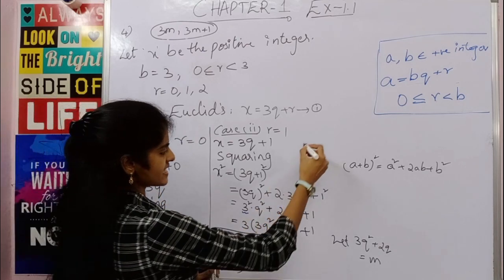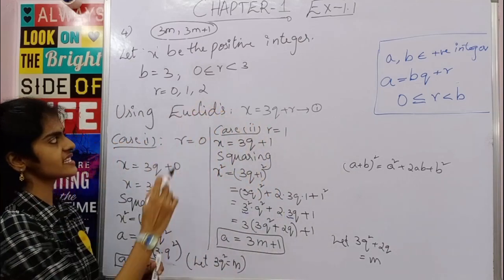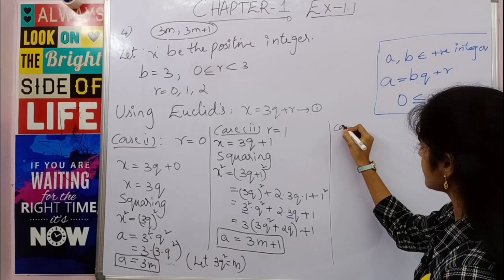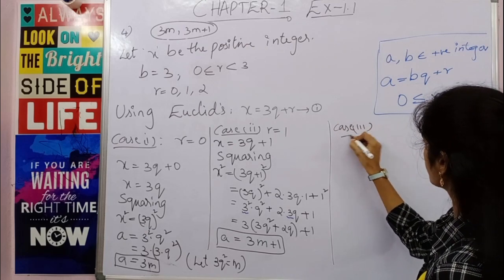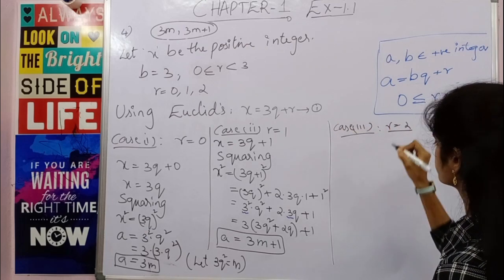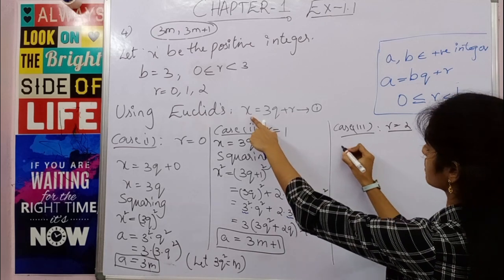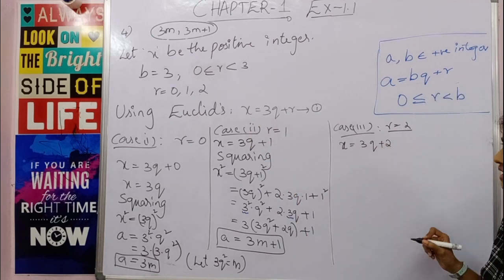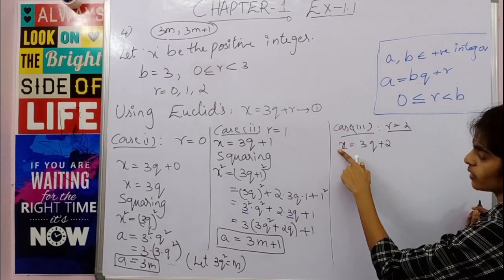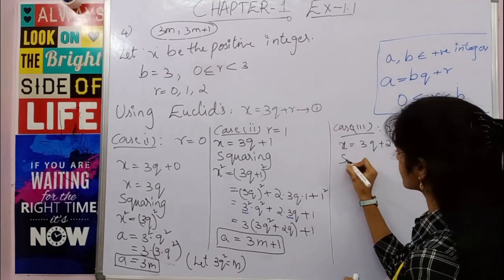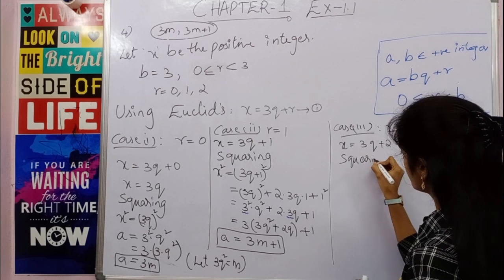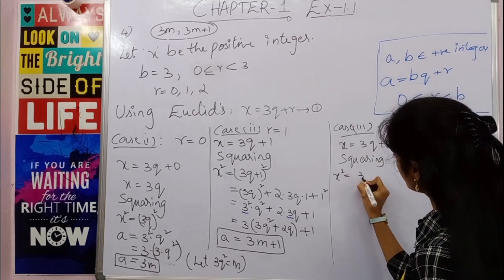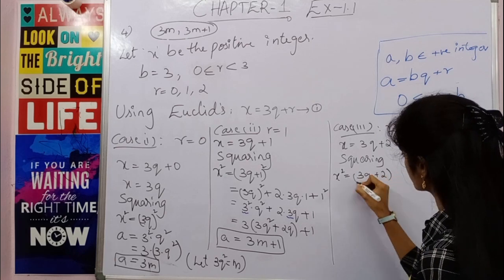Okay, now let us take the next case. You have one more case left out, r equal to 2. Okay, so let us take it case 3 when r equal to 2. Okay, so what happens to this equation? It is x is equal to 3q plus 2. Okay, this is positive integer, but you want the square of it. In the question they are asking you the square of positive integer. So squaring on both the sides you will get x square equal to 3q plus 2 whole square.